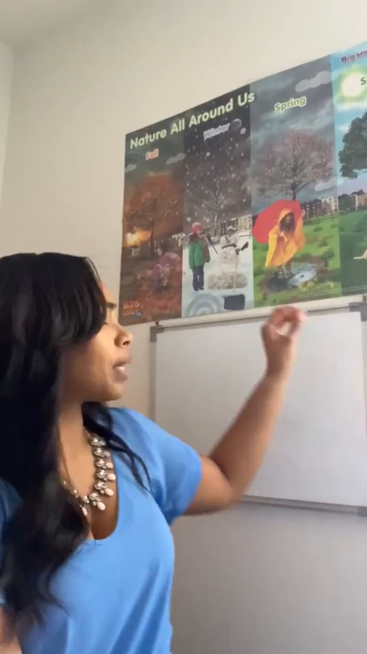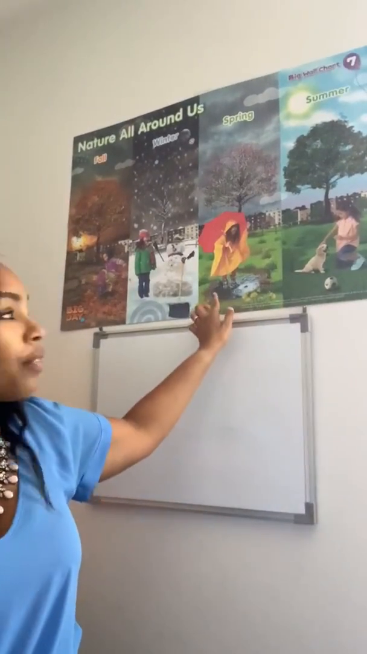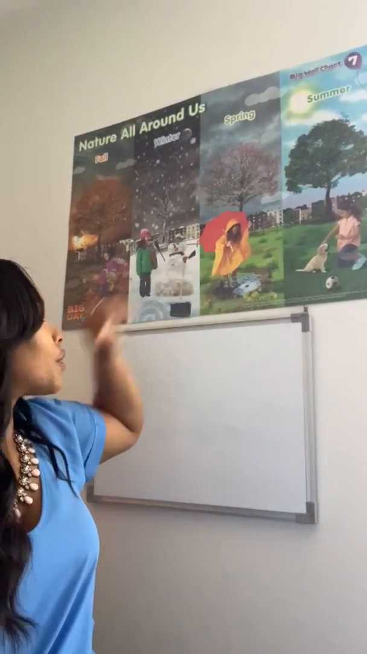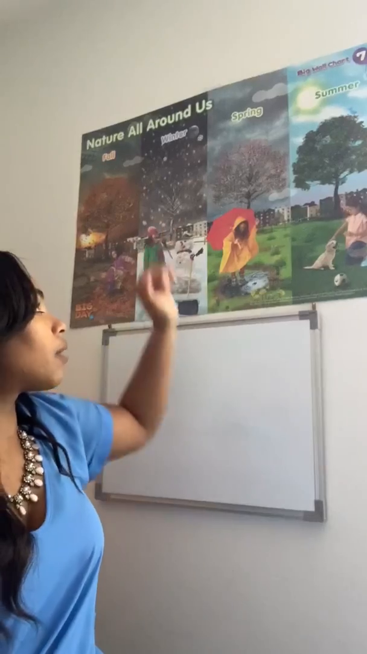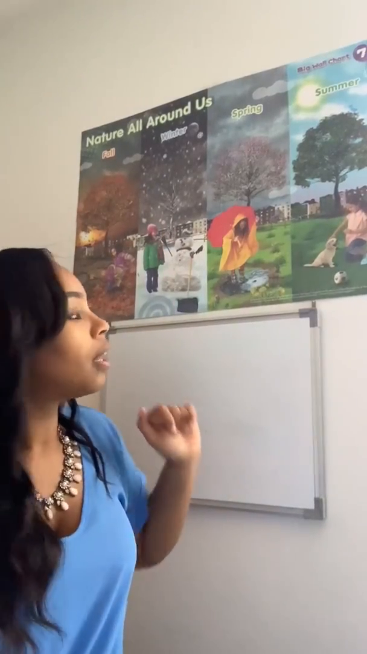So to get started, we're going to start talking more about what's going on in our unit. I kind of went over this poster back here. Let me kind of turn my camera a little bit. I went over this poster with you guys the first day. Nature all around us. That's our big wall chart. That is the unit that we're in, right? We talked about how we're going to learn about the seasons, about what goes on in nature around us, right?